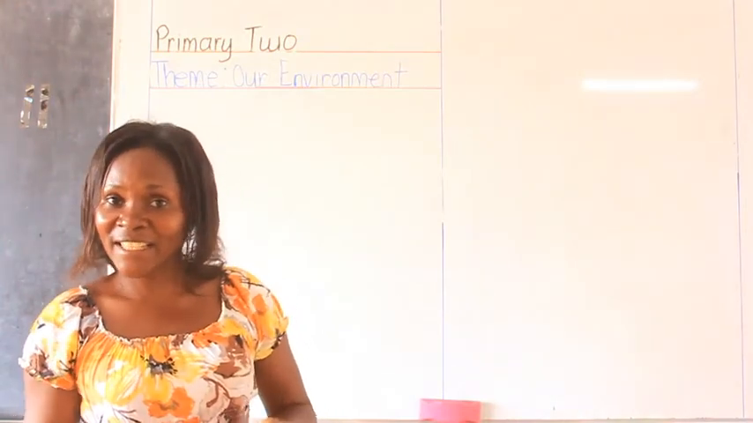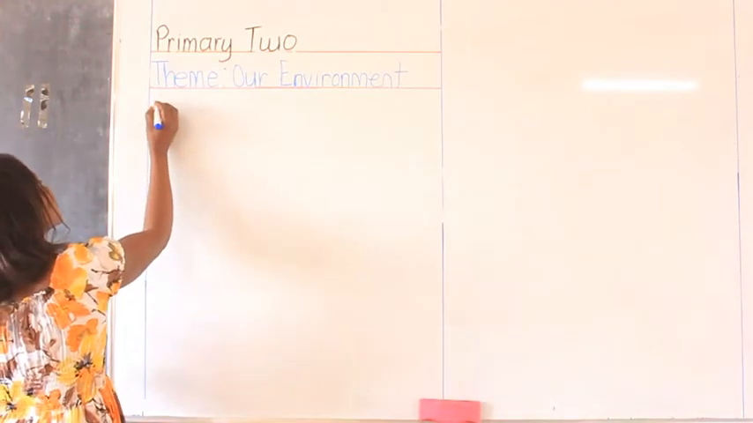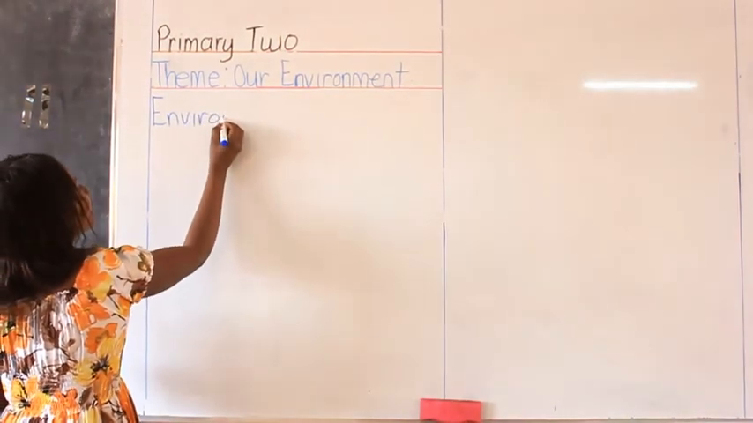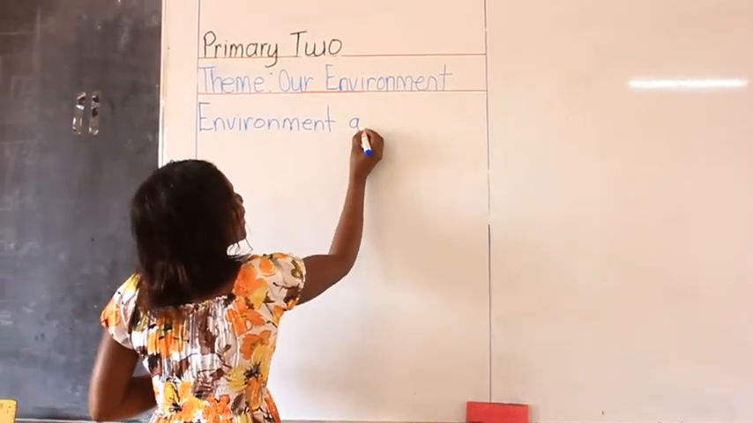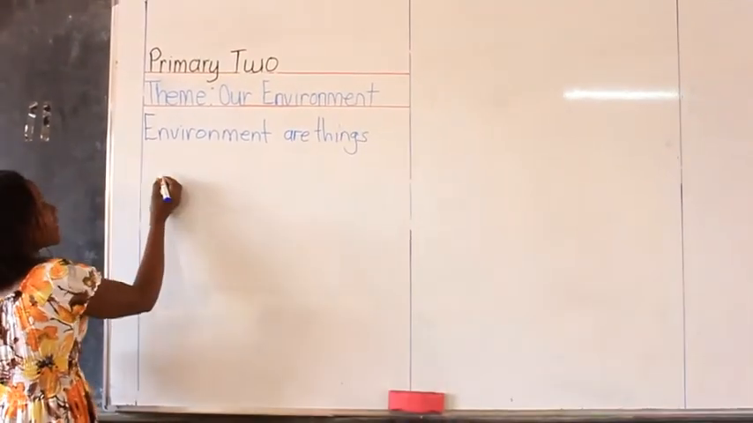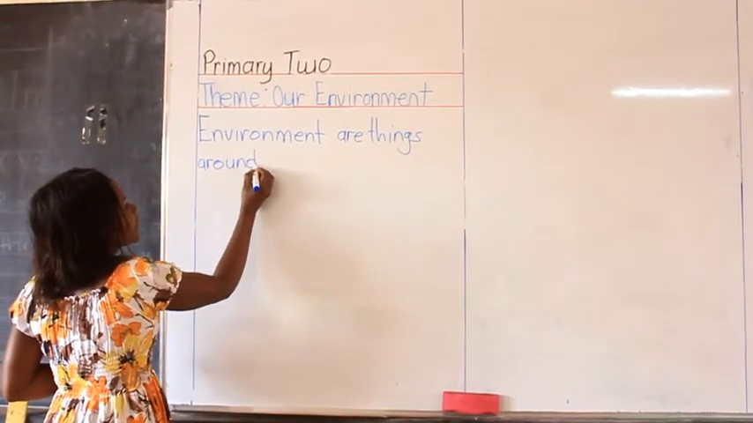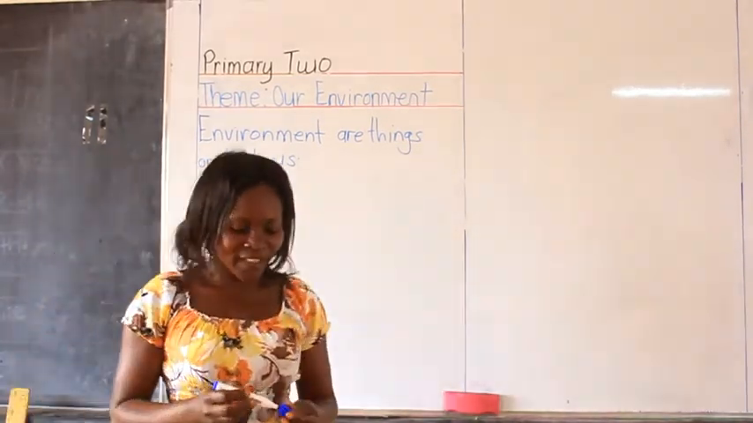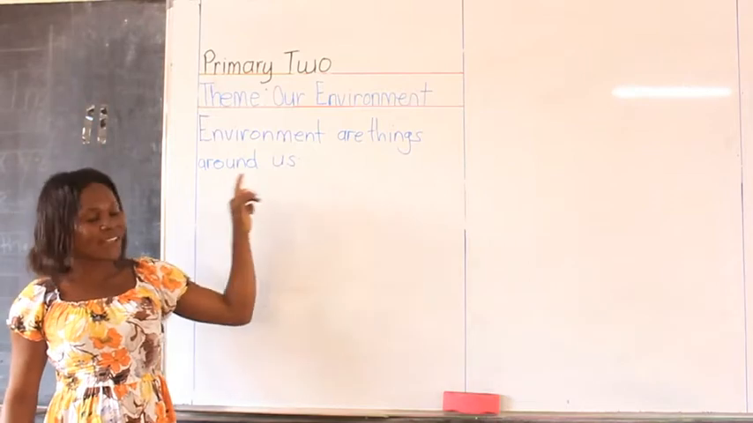I think you can define it out there. Let's write it down. Environment are things around us. Good. I hope now we can repeat this together. Environment are things around us.